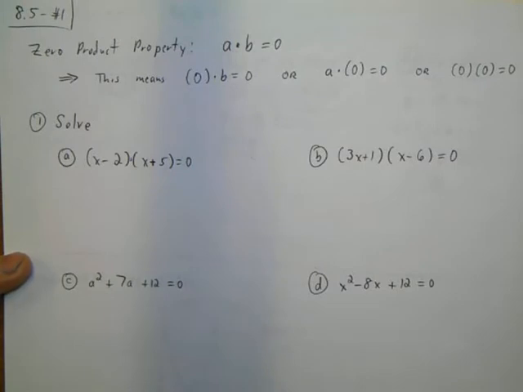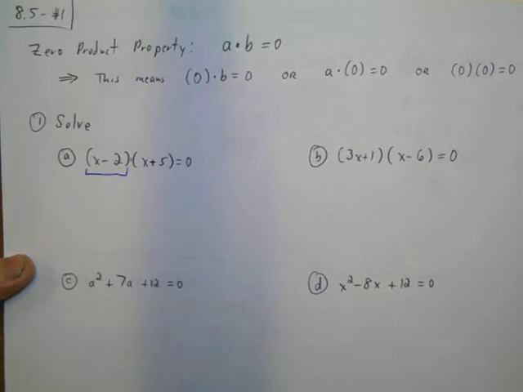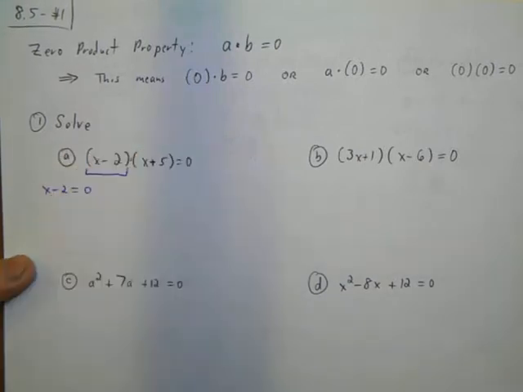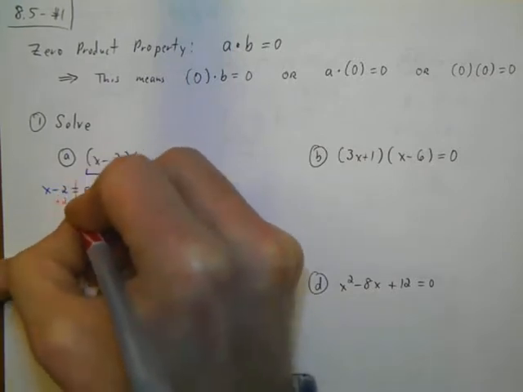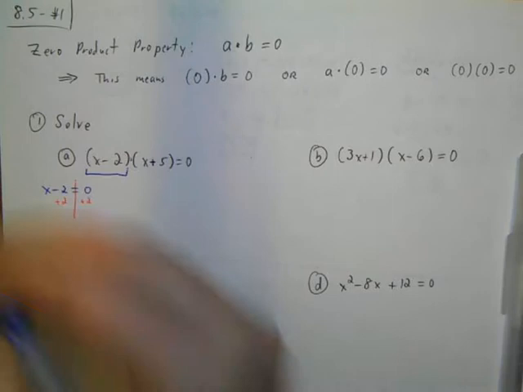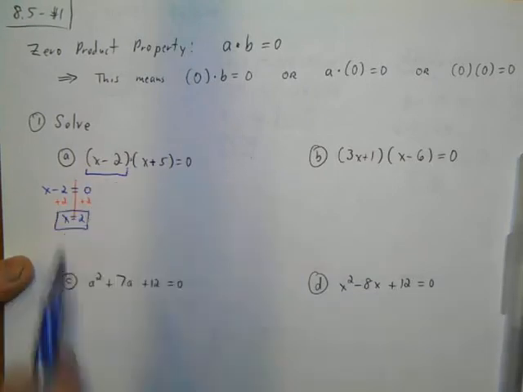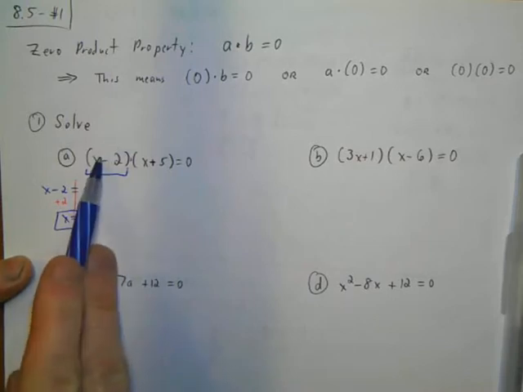So what we're going to do is we're going to say, what if this first pile is 0? So x minus 2, what if x minus 2 equals 0? Well, what would x equal if x minus 2 is 0? Looks to me like x would equal 2. So if x equals 2, then that would make that pile be 0.